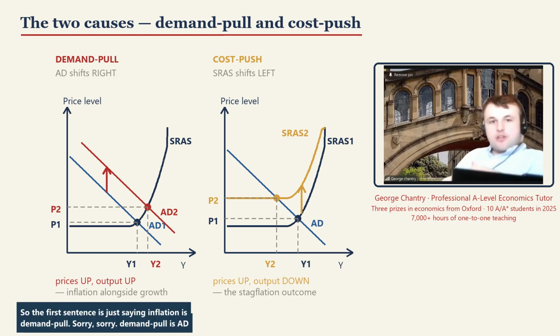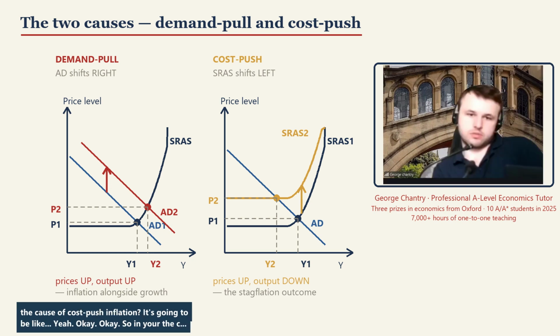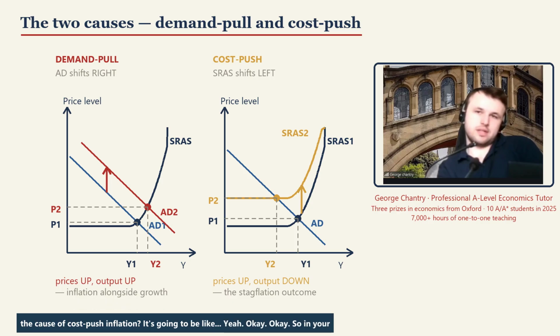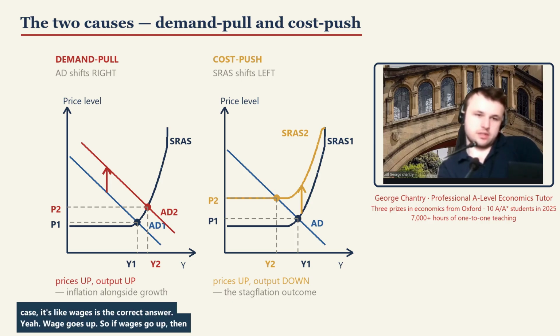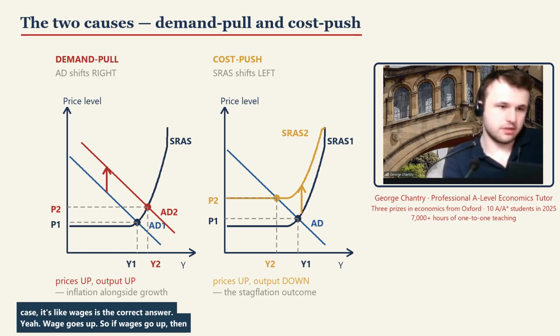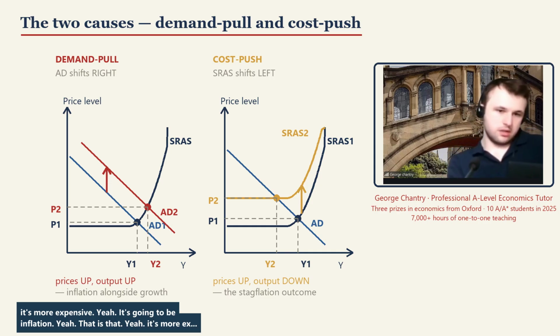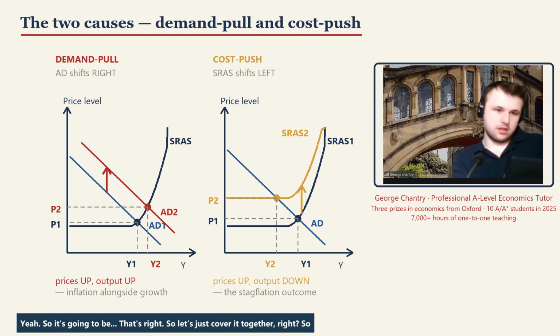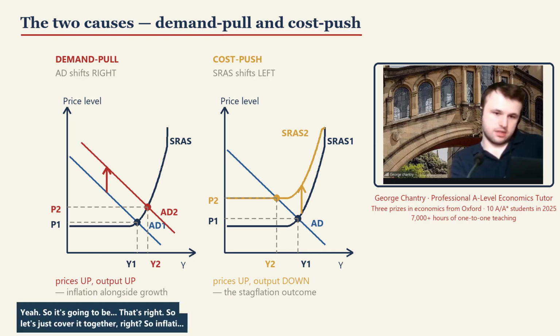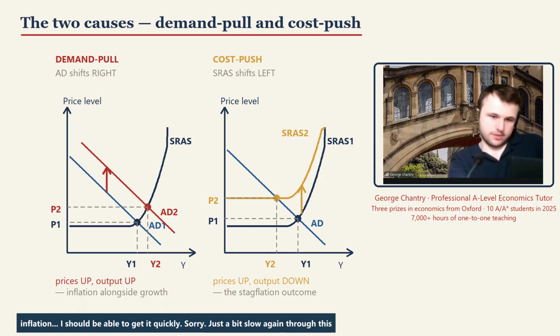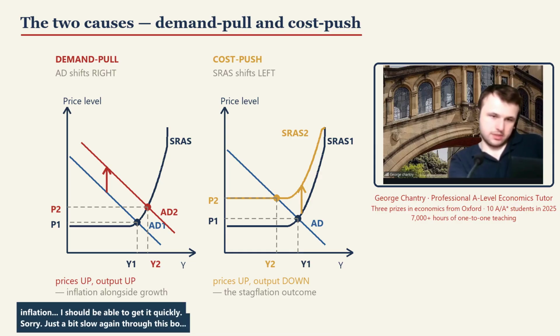So the first sentence is just saying the cause of cost push inflation, and the examiner is going to be like, yeah, okay. So in your case, you just need to look at the CGP book. Wages is the correct answer. If wages go up, then it's more expensive, so it's going to be inflation. So let's just cover it together. We should be able to get it quickly.